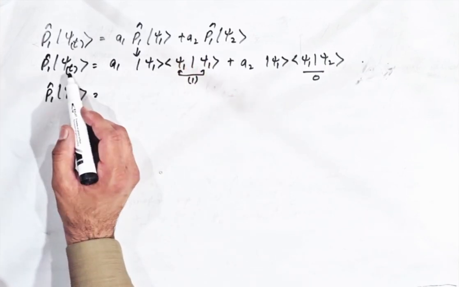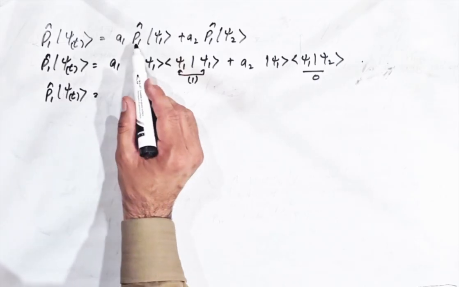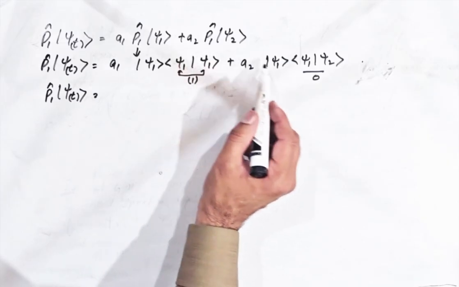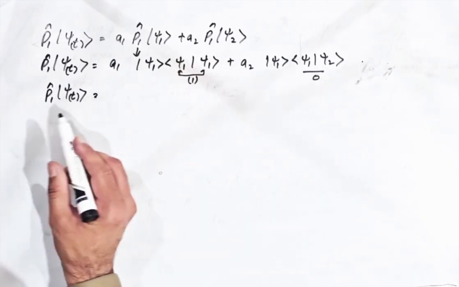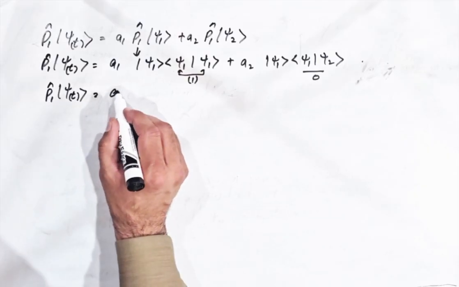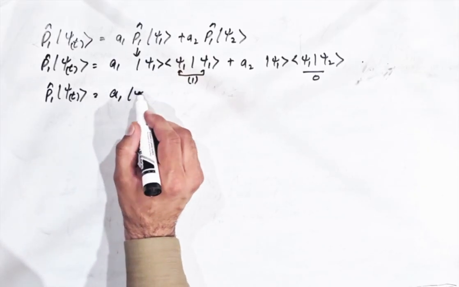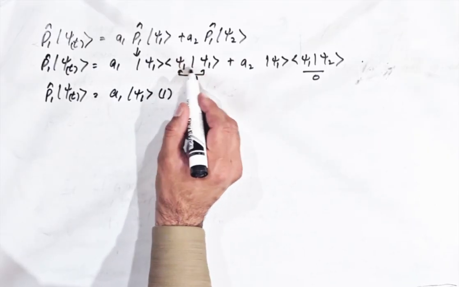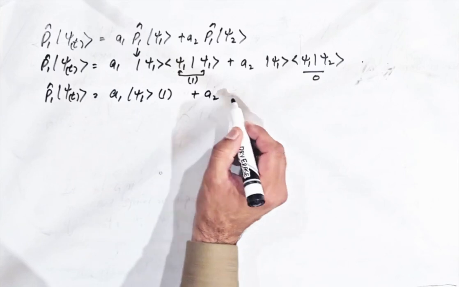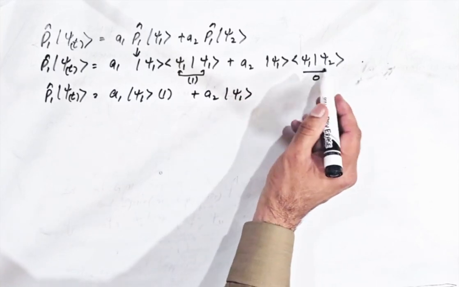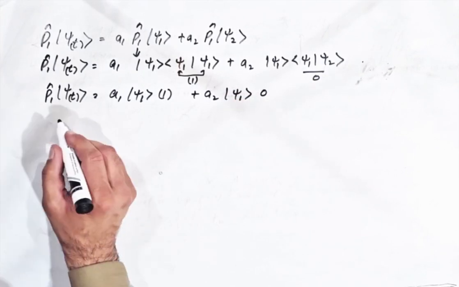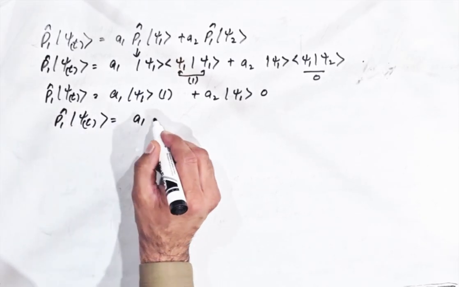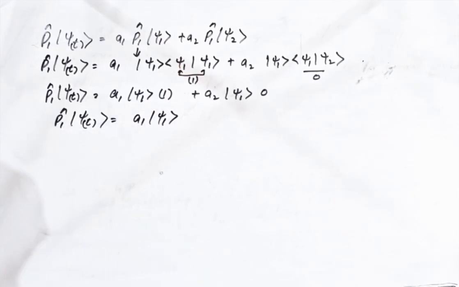P1 projection operator on state vector psi of t is equal to a1 P1 is the projection operator on psi 1 plus a2 P1 is the projection operator on psi 2. So P1 psi of t is equal to a1 psi 1. This term is equal to 1 because the indices are the same, plus a2 psi 1, indices are different, so this is 0. So P1 psi of t is a1 psi 1.